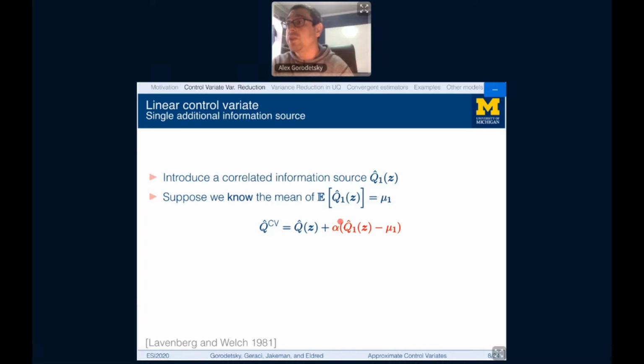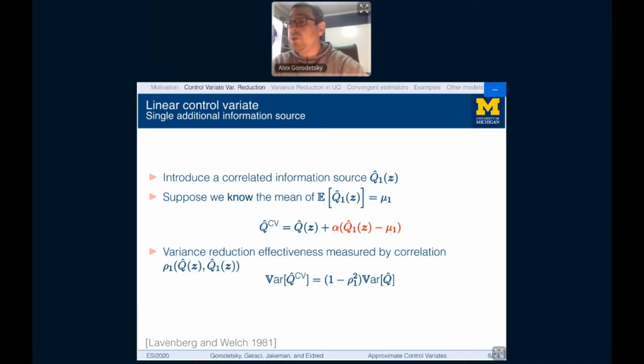Okay, so in the control variate setting, which was probably before 1981, but at least the earliest paper I know that named it control variates was 1981, you know the low fidelity information source statistics, for instance, the mean, and you form a weighted sum to compute a new estimator, which is a combination of the Monte Carlo estimator and a weighted discrepancy between the Monte Carlo estimator of the new information source and its mean.